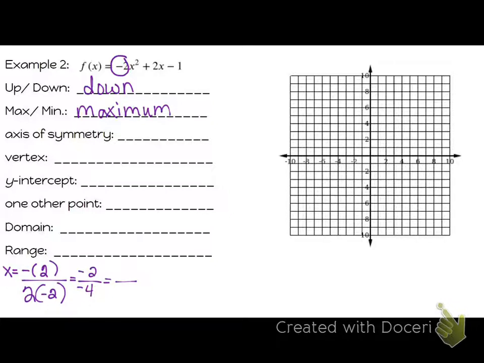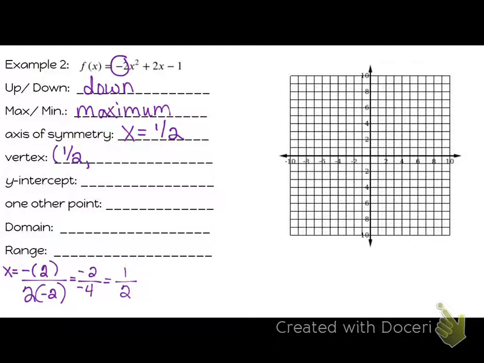1/2. Good. So the axis of symmetry is going to be x equals 1/2. Where would you graph that on your x-axis? Where would half fall between? What two numbers? 0 and 1, much better. So we know part of our vertex, the x value is going to be half.